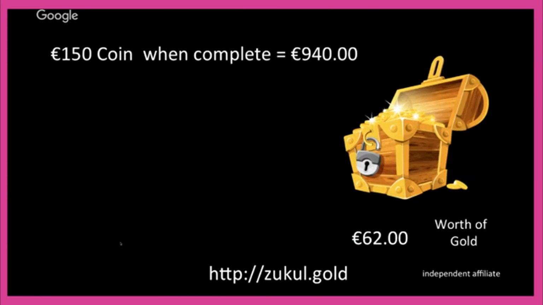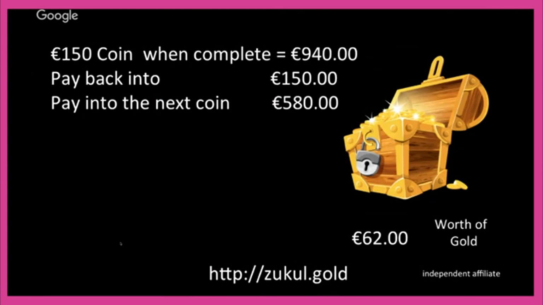Now, the 150 euro coin, when it completes, returns 940. How is that money spent? 940. 150 of that money puts you back into the 150 coin that you've just completed. 580 puts you into the next coin, okay, and leaves you 210 euros, which adds that to your back office. So you've now got, if you started with the starter pack, you've now got gold value in your back office, okay? Gold value in your back office.